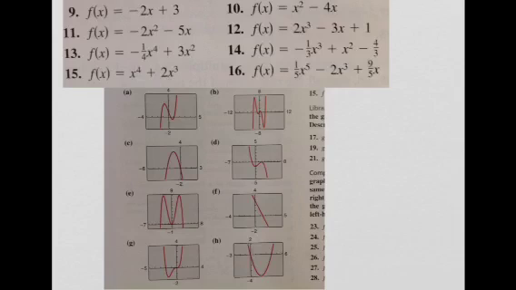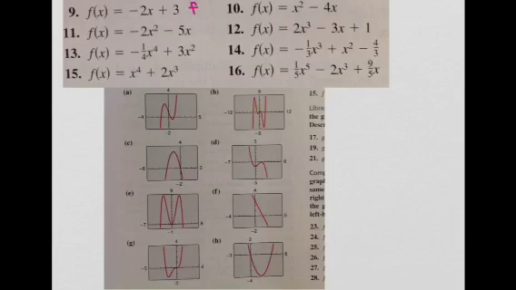Alright, so for 9 through 16, we're going to match the graphs with the equations. So I'll start with number 9. Notice how it's a linear function, and the only line that we see here is here. Of course the slope is negative, but again it's the only line. So we know that this one is f.